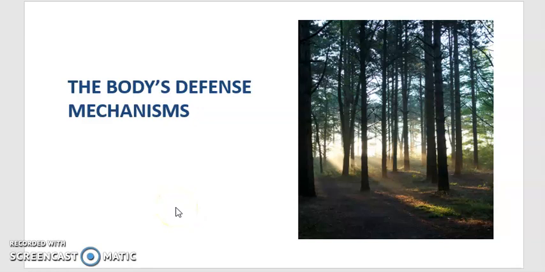Today we're going to be talking about the body's defense mechanisms and how our body has all of these amazing adaptations to be able to ward off pathogens that would be causing disease, both that come into our body from the outside world and also for our own body cells when they become cancerous.